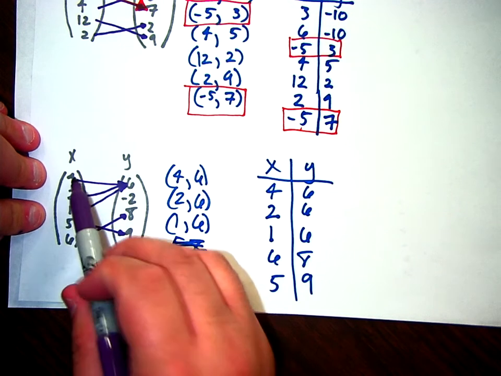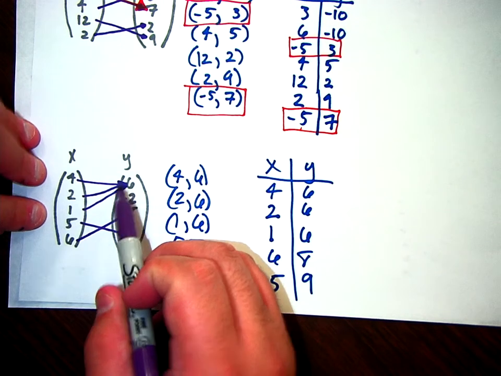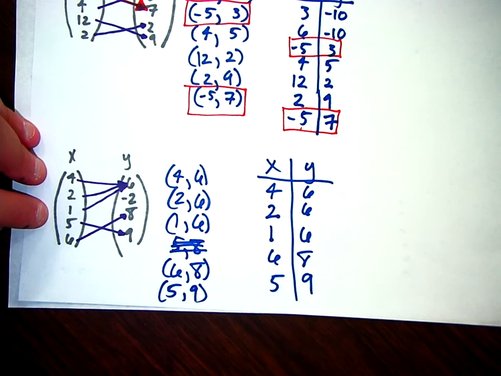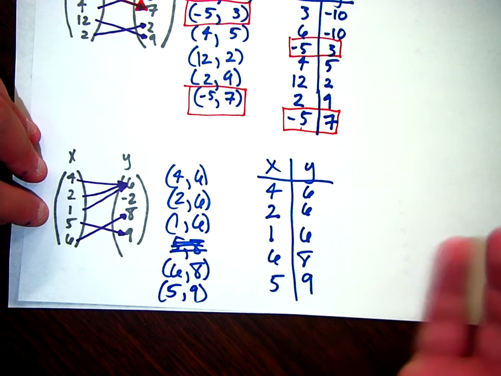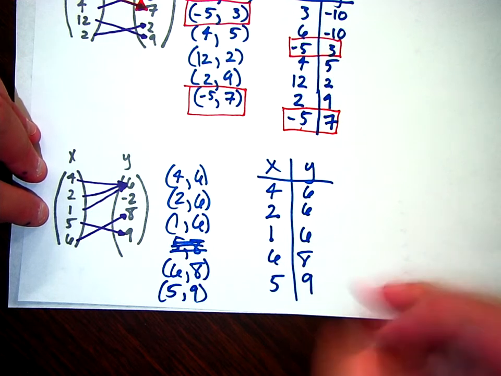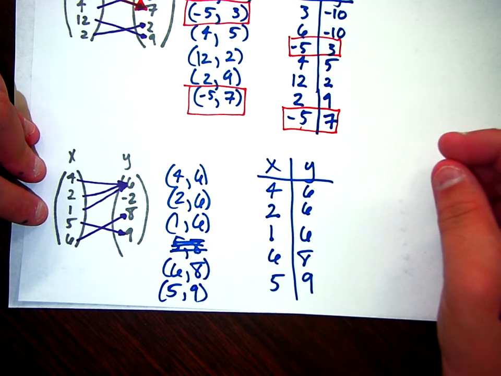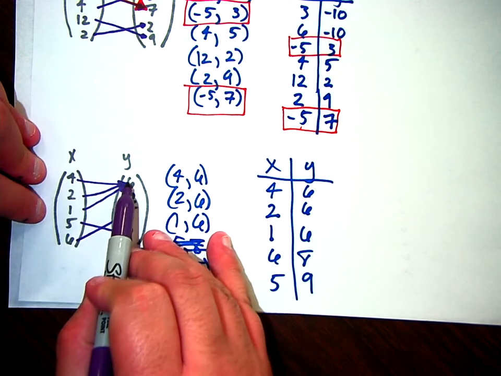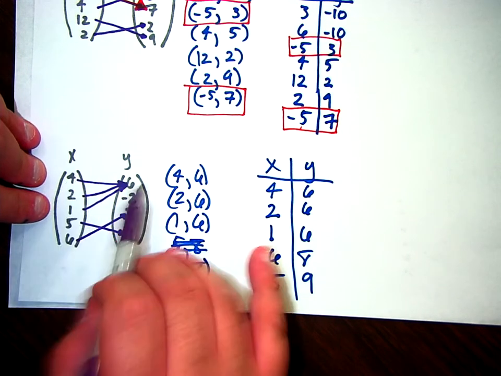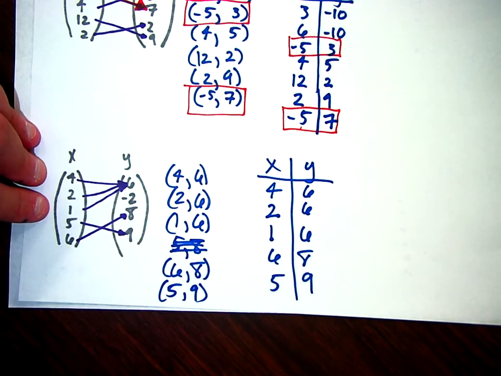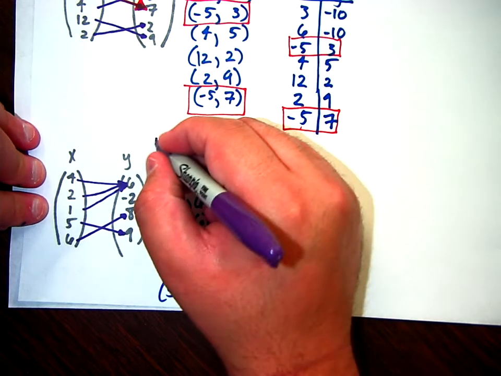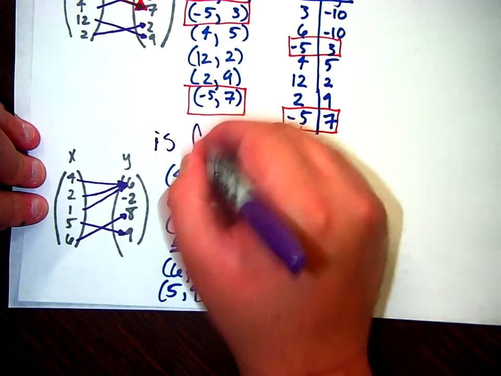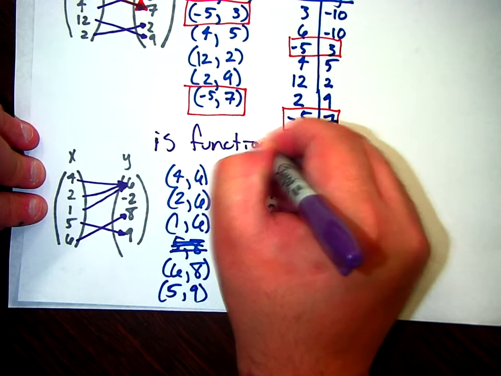All three of these map to the same number. Okay, but remember, we're not talking about each output being unique. We're talking about each output being unique for each individual x. Okay? For every x value, I can only have one output. Now, if several x's have the same output, that's okay, because it's just one output. Okay? So, yes, this one will be a function. It is a function. Okay?